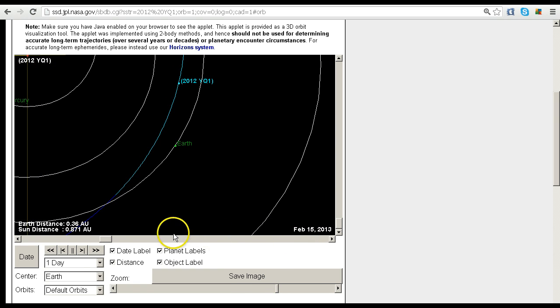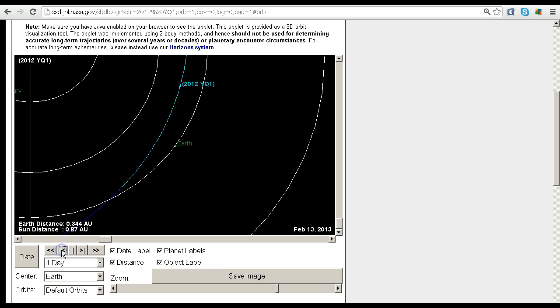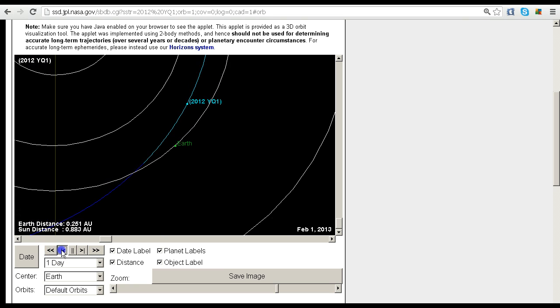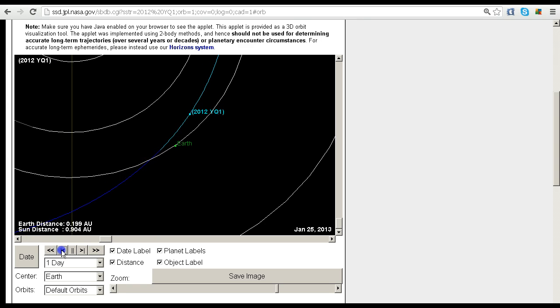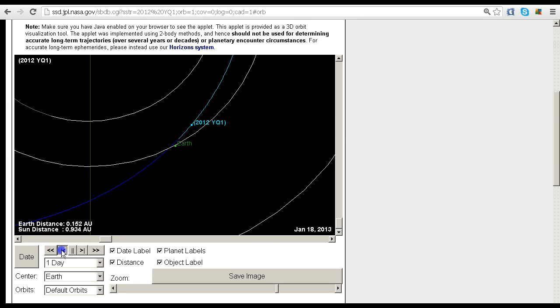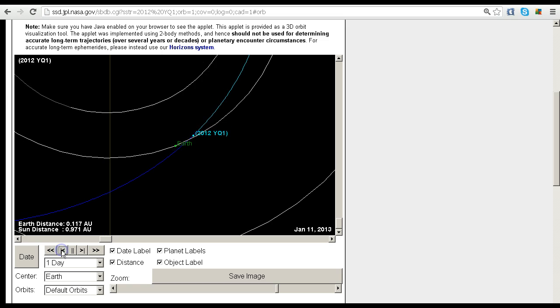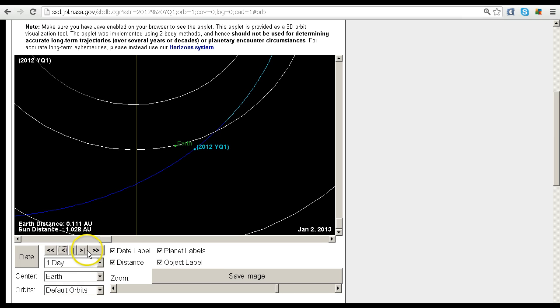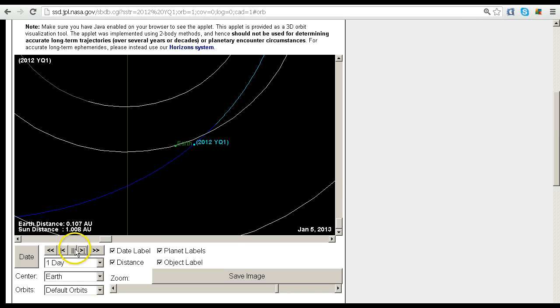Again, this is 15th of February, so I'll step back one day at a time. And as we go back in time, we can see 2012 YQ1 is getting closer to the Earth until we get to the 5th of January. And the 5th of January, gone past it, there we go.